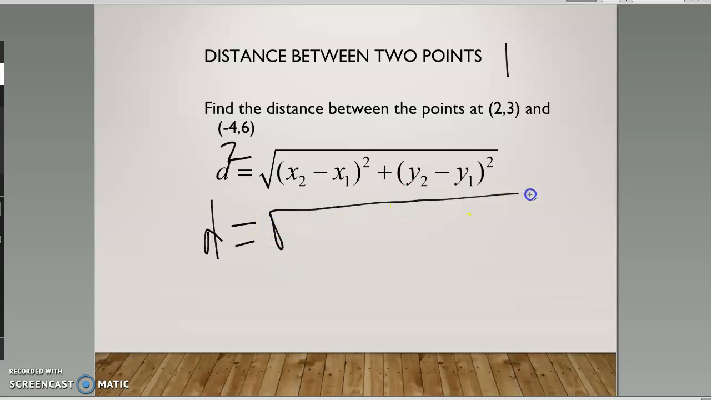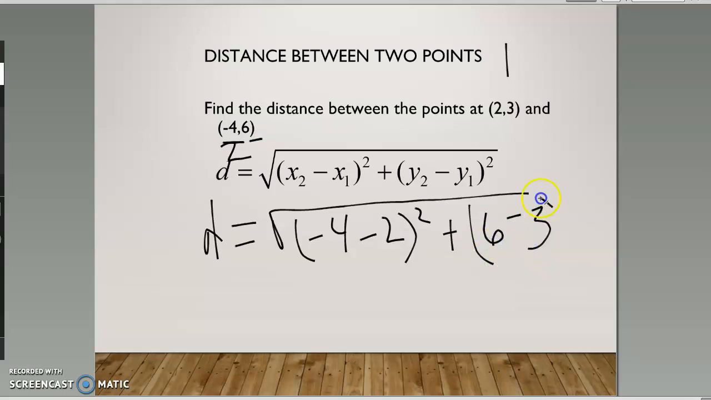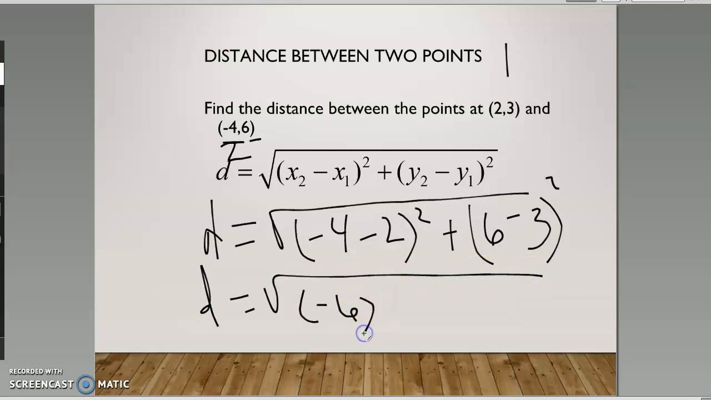So plugging that in, my x2 would come from this point here, so that would be negative 4, minus my x1, which is 2, squared, plus my y2 would come from here, which is 6, minus my y1, which is 3, squared. So negative 4 minus 2 is negative 6 squared plus 3 squared.